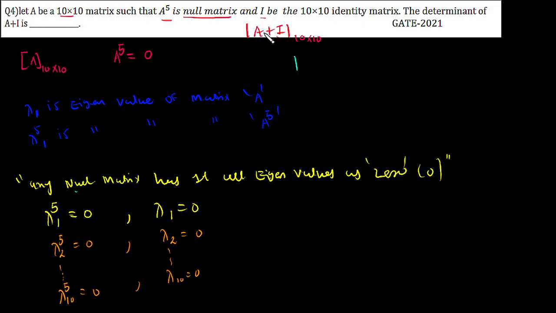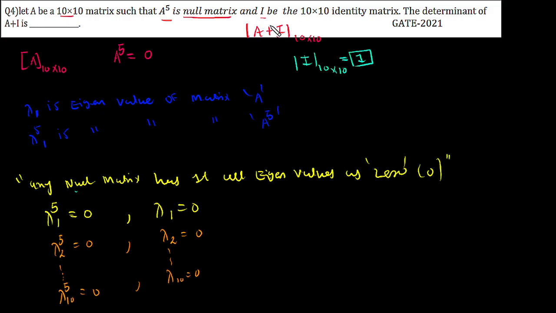So I can say the determinant of A plus I is nothing but simply the determinant of the I matrix, and here the I is 10 cross 10. Now the determinant of any identity matrix is simply 1. So now we have found the determinant. You can also go by finding the eigenvalues of this A plus I matrix.